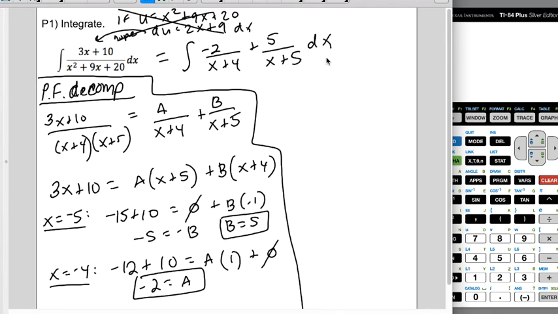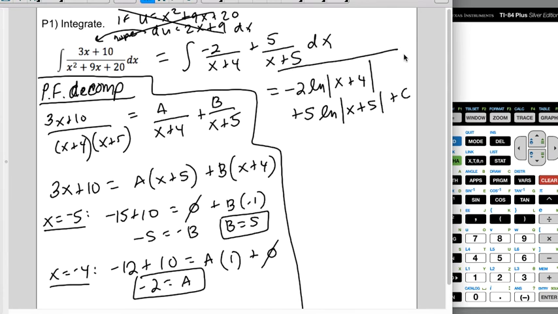And technically, again, both of these are u sub, right? Because your u would be the x plus 4, but since du is just equal to dx, I don't really have to worry too much about it when I integrate. So I'm going to get negative 2 times the natural log of the absolute value of x plus 4, plus a 5 times the natural log of the absolute value of x plus 5 plus a c. And that answer is totally right.